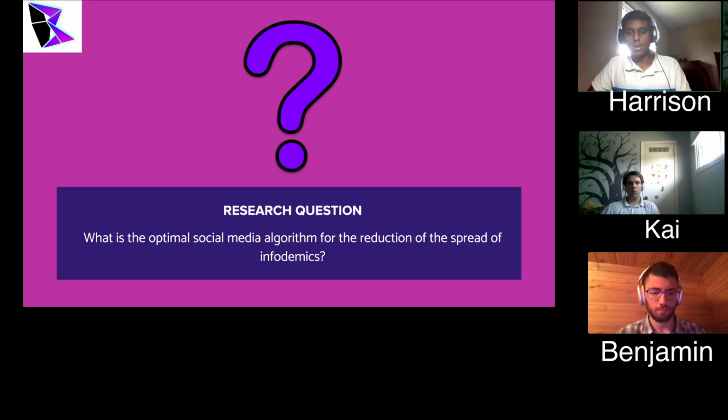So what's the main objective and research question for our project? What is the optimal social media algorithm for the reduction of the spread of infodemics?